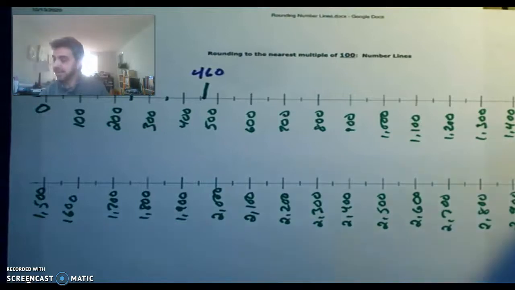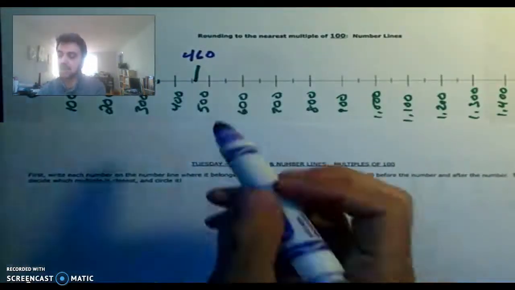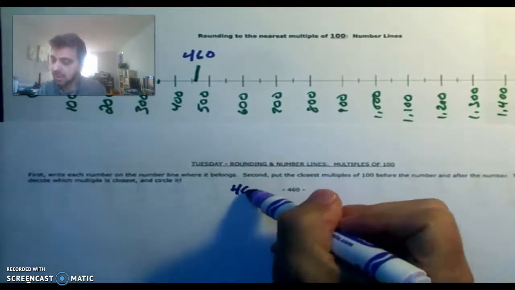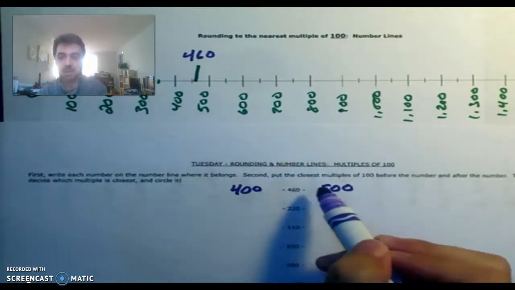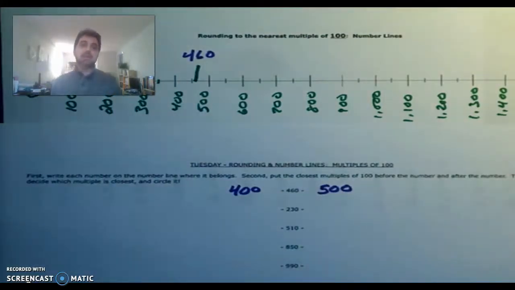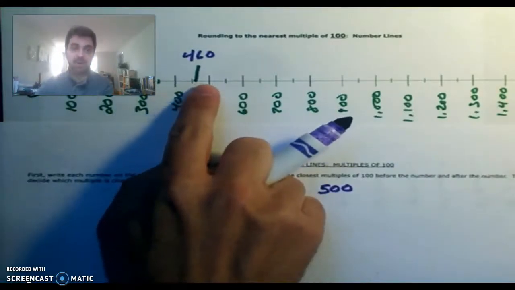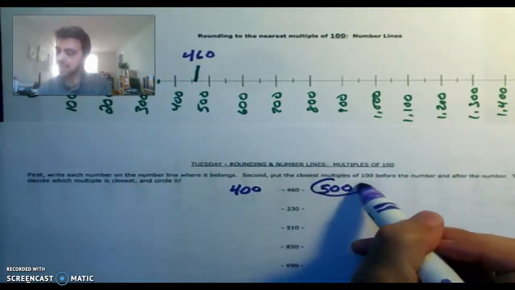Now, we take this paper, and we know that 460 is between 400 and 500. So I write down 400 and 500. This comes before it, this comes after it. And which one is it closest to? It's a little bit closer to 500. And you can see it right here. It's only 40 away from 500, and it's 60 away from 400. So we're going to circle the 500.